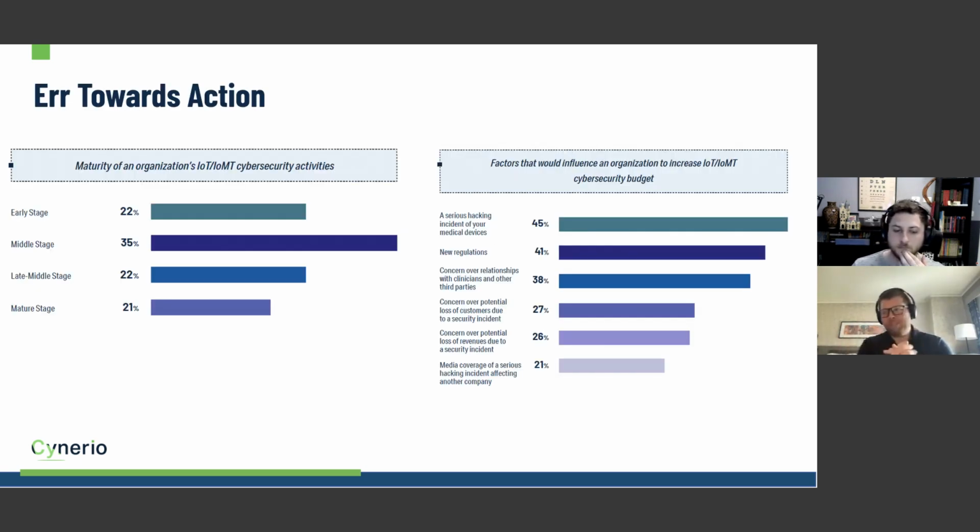The first thing we always recommend is erring towards action. We see a lot of people scared. We see a lot of people prioritizing cybersecurity in healthcare, but they stumble when it comes to taking action. So the first thing I would say is reach out to your trusted advisors, reach out to us, reach out to consultants, reach out to those that you rely on to ask what you should put in place.